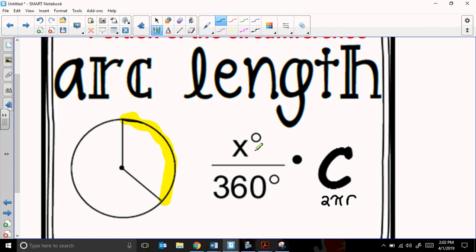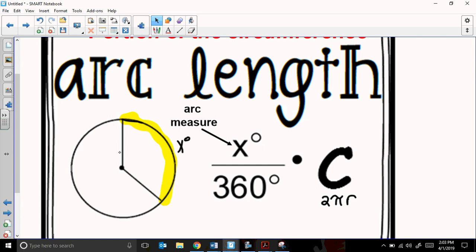Okay, and so x would technically be the arc measure. So if we're using this arc here, then we want this. X degrees is the arc measure. And the only other piece of information we're going to need is the radius. And remember that sometimes for the radius, they will give you the diameter, and you just know you have to cut that in half. Okay, so let's try some practice with these.